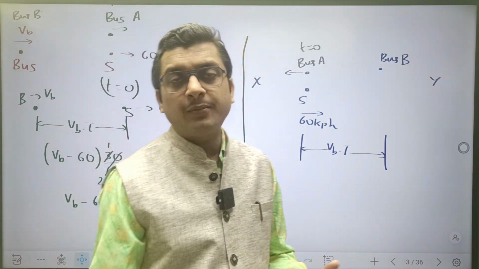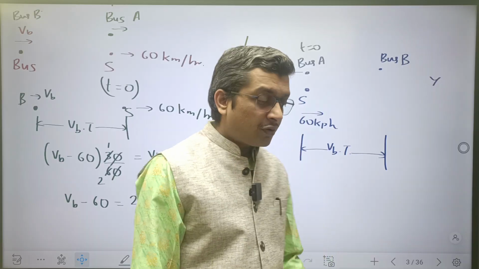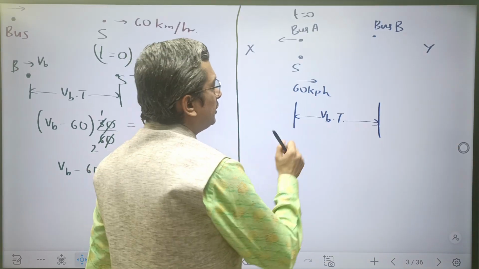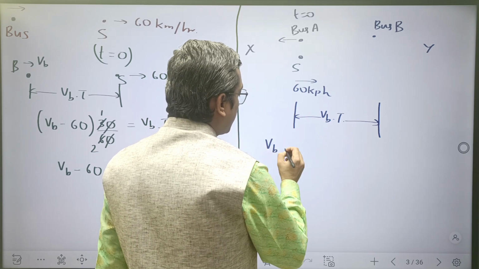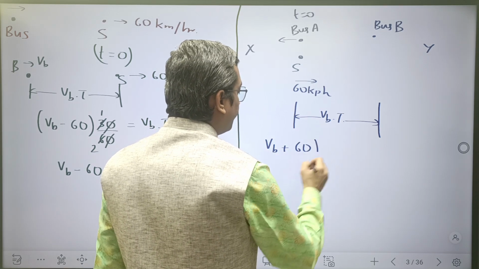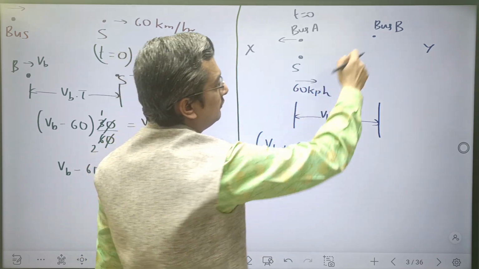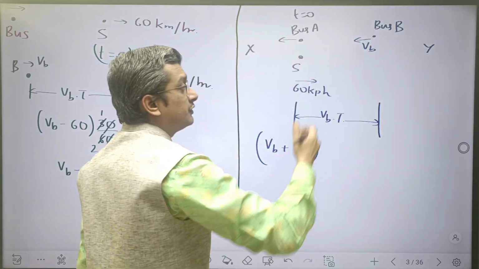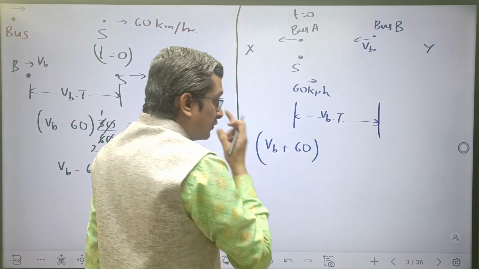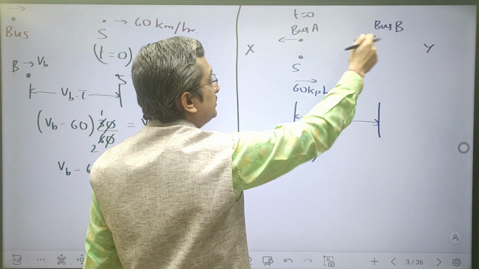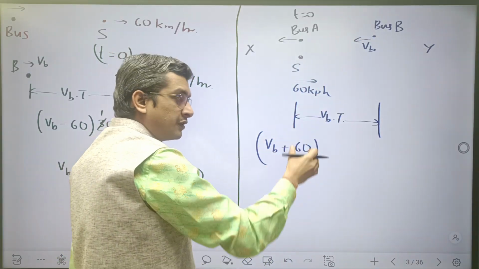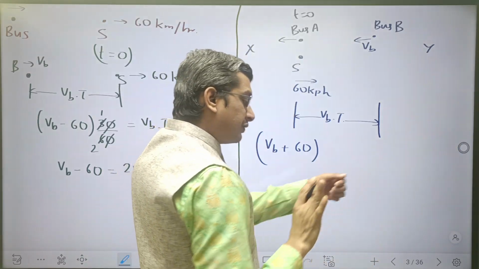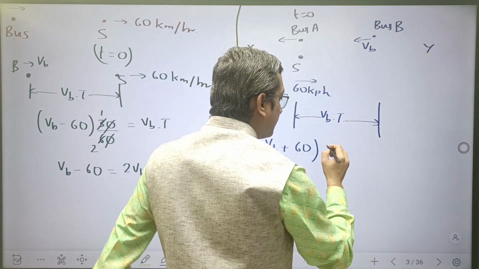This is again the concept of relative velocity here, because the two objects are approaching each other with some speed. So the relative velocity of approach must be given by VB plus 60. 60 is the speed of scooty, VB is the speed of bus with which it is approaching towards the scooty. So relative velocity of approach of bus B towards scooty is given by VB plus 60, because the two objects are moving opposite to each other, and the time after which they cross each other is 10 minutes.